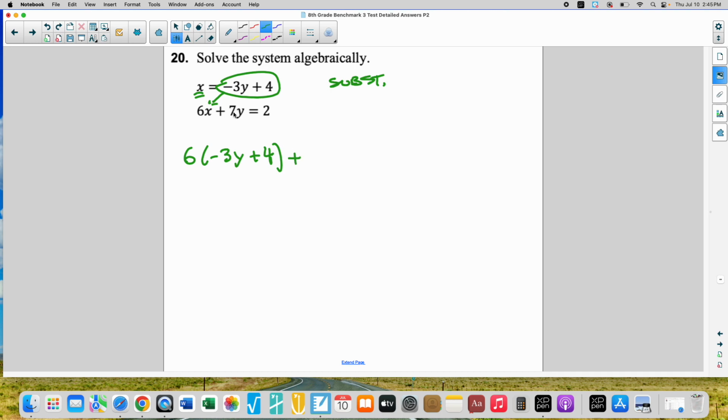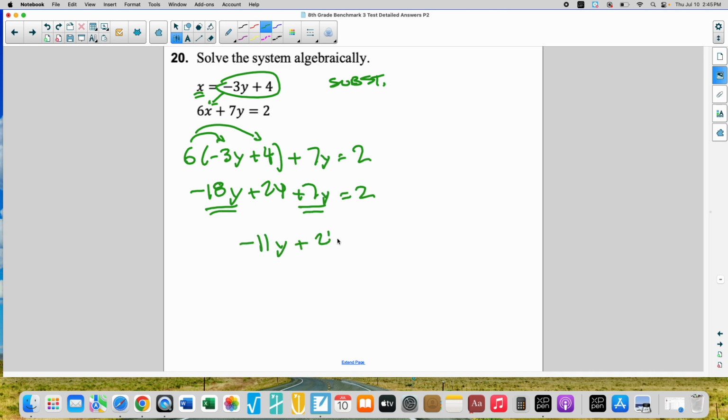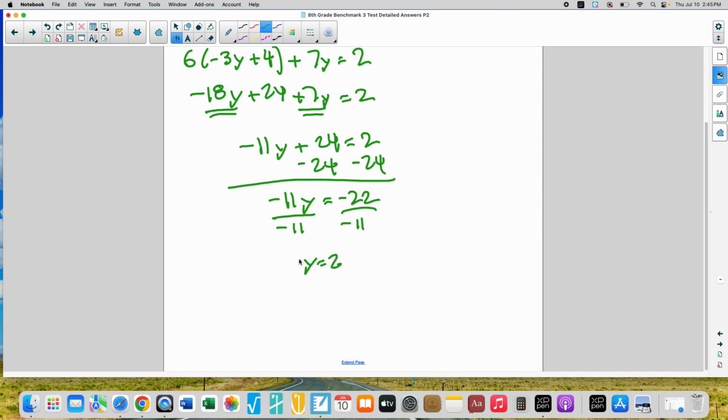And then we write the rest of the equation. What's nice about this is we're all in y's. We don't have two variables. This makes -18y plus 24, distributing, plus 7y equals 2. We're going to combine like terms. They're on the same side of the equation. -11y plus 24 equals 2. Now we're going to isolate. We're going to move the constant. We're going to divide by -11. And we get y equals 2.